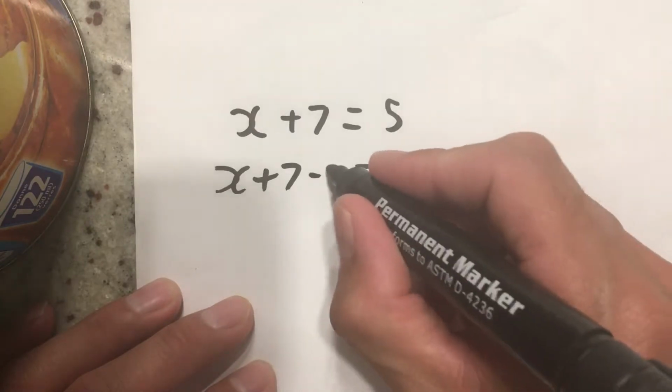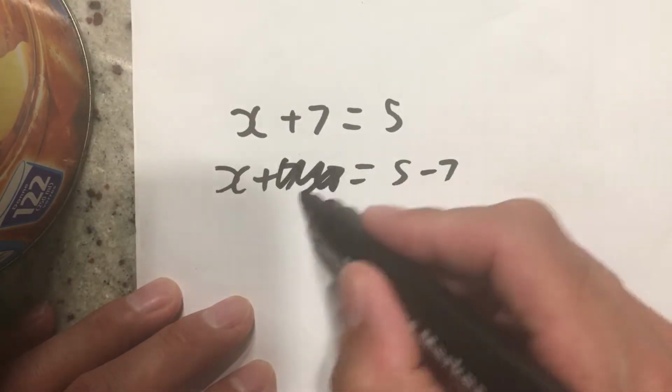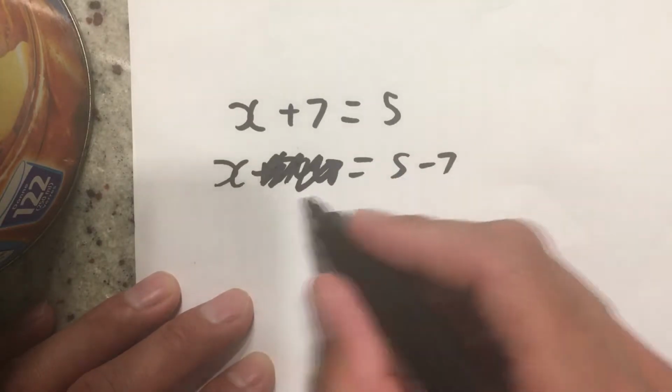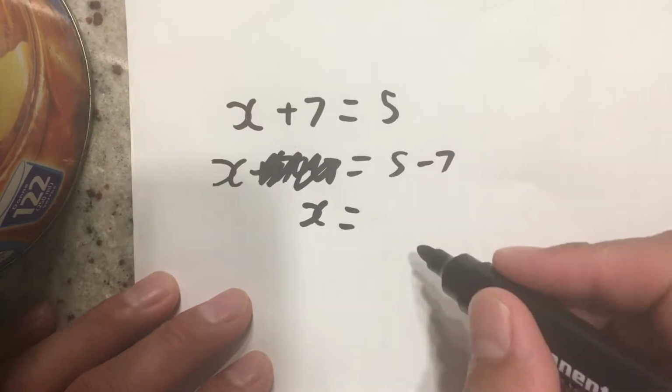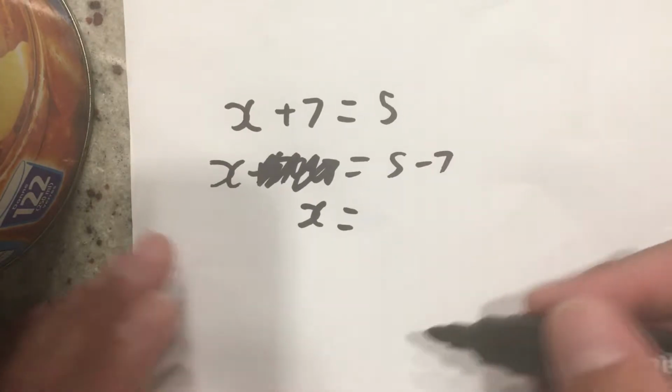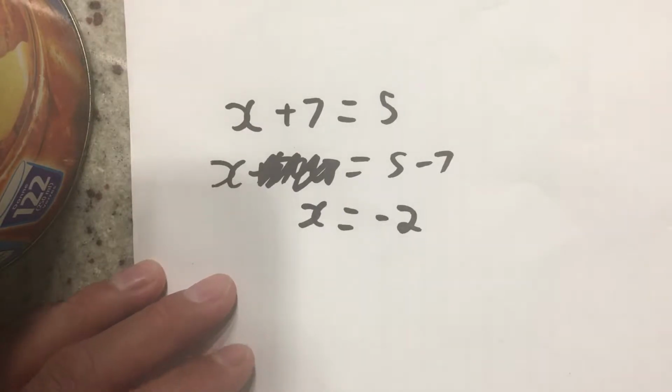I'm going to subtract 7 from both sides. Now it's gone here, and x is equal to 5 minus 7. So imagine you took 5 steps forward and then 7 steps back. You would end up 2 steps behind where you started, minus 2.